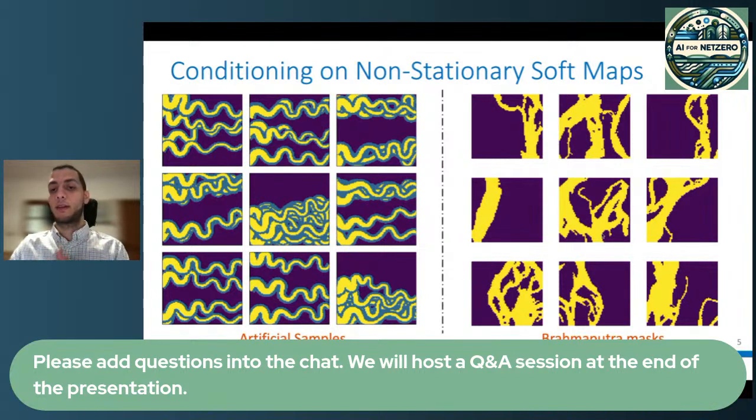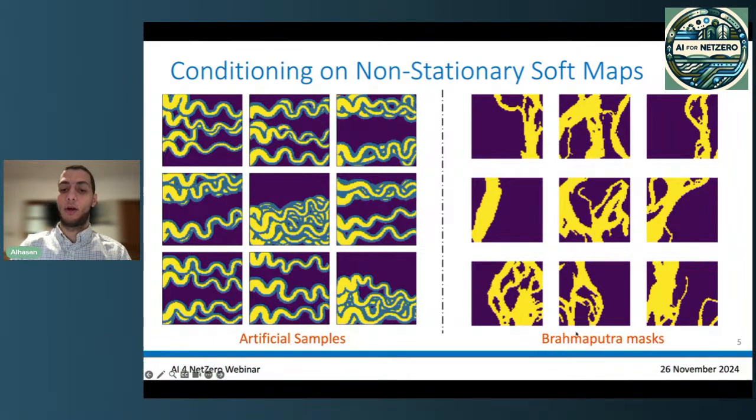On the right side here, we have binary masks of Braham Porter River. So these are real samples. And again, the question was, can we generate something that's different from the training set? Maybe high proportions on the right side or in the middle.